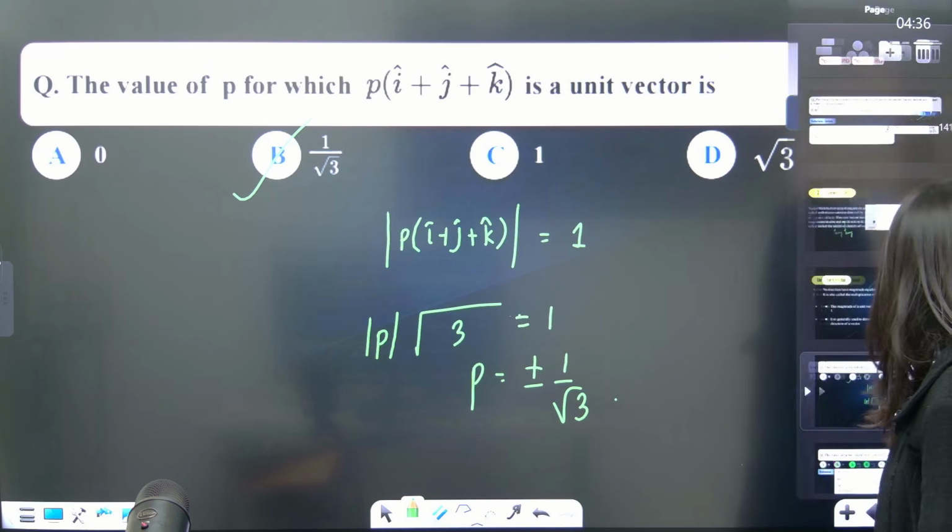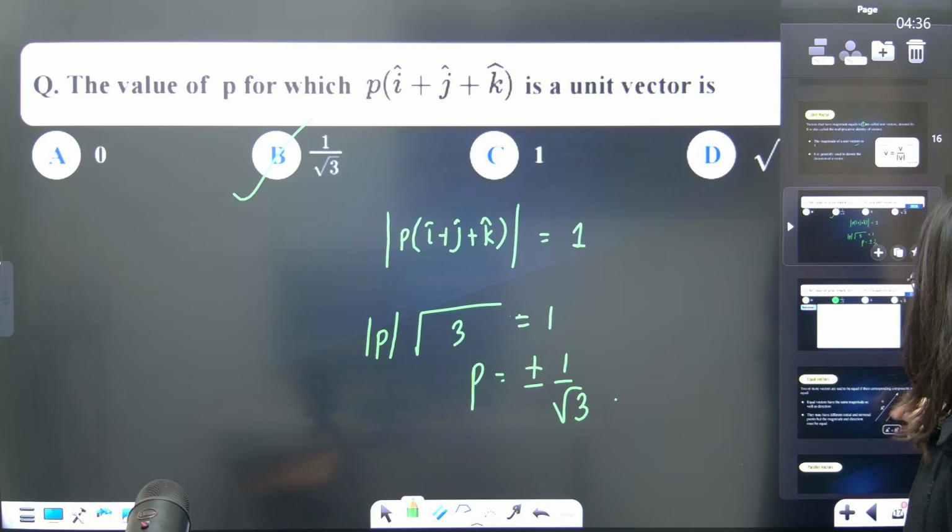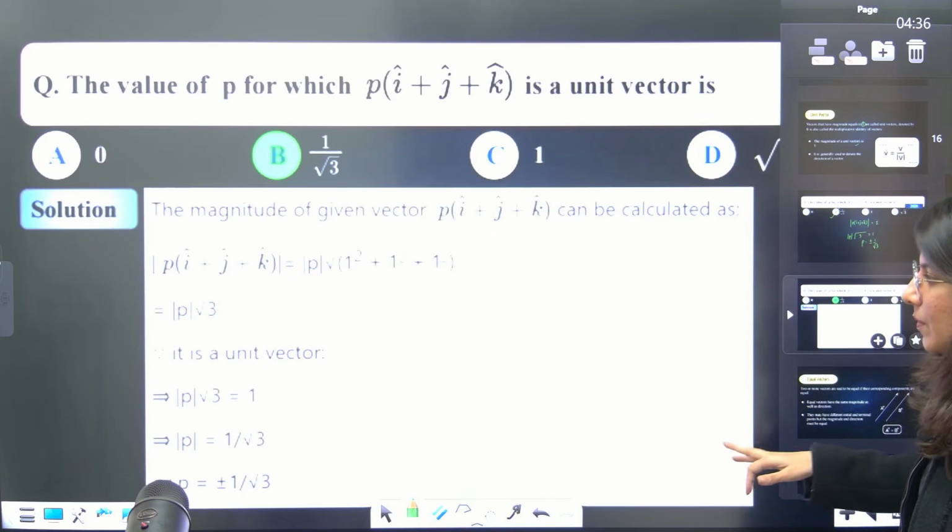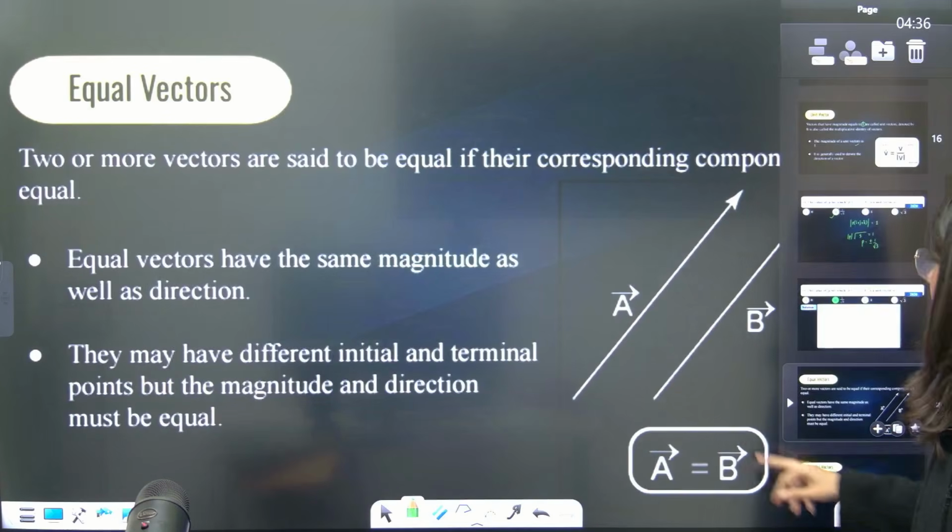So this CBSE 2020 MCQ is also done nicely. P is plus minus 1 by root 3, but the option which is correct is plus 1 by root 3.